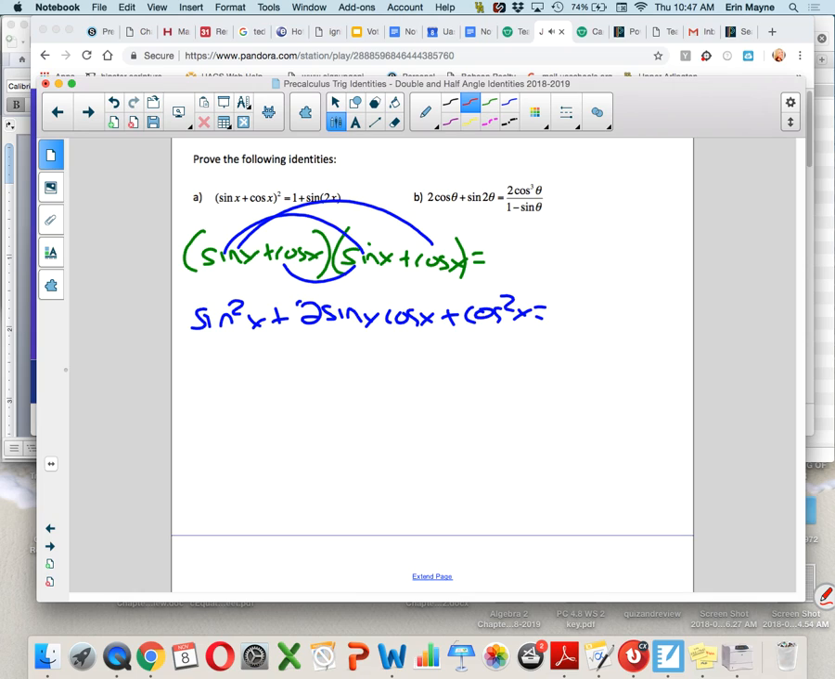You can add the sine squared of x and the cosine squared of x, and that's 1. I want to constantly be looking for that identity right there, that sine squared plus cosine squared. I have 1 plus 2 sine x cosine x, and it's okay if you don't see it yet, but moving forward, we definitely want to see it. What is that 2 sine x cosine x? That is the sine of 2x.